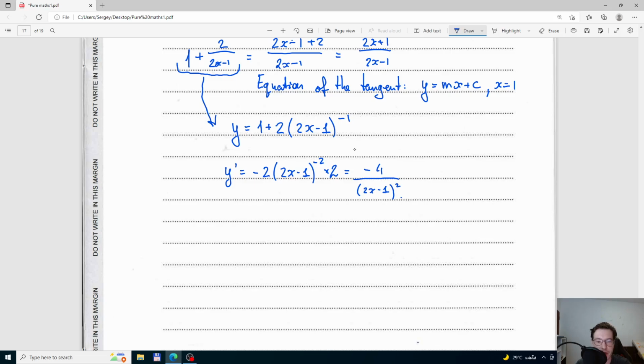Okay, so derivative will give me the gradient of the tangent at any point x. Now, what's the point I'm interested in? It's x equals 1. So that means I will have to substitute x equals 1 into my derivative, and I will get minus 4 over (2 minus 1), which is 1. So all in all, I got minus 4.